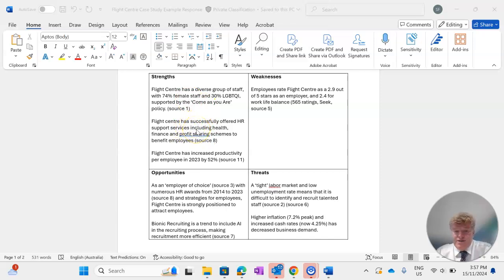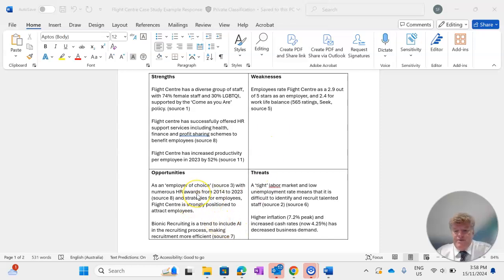It's offered impressive HR support services over time, and it's increased productivity. So it's like a financial marker. So we can see that as an internal thing. I've got a weakness there, that the attitude of some staff, or the ratings of some staff on important things, are not high from employees.